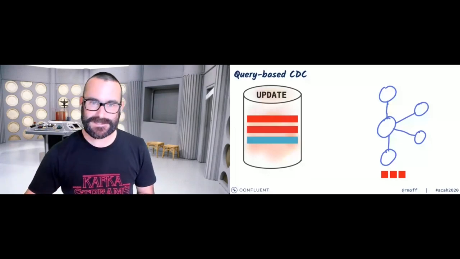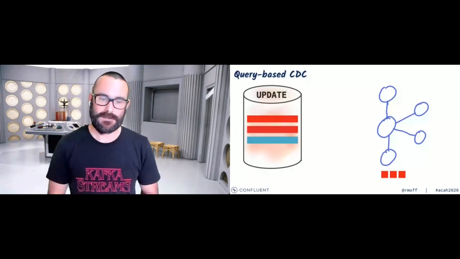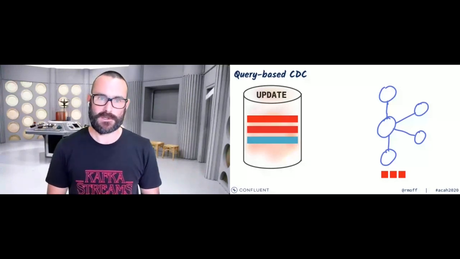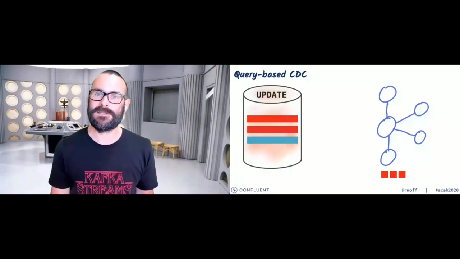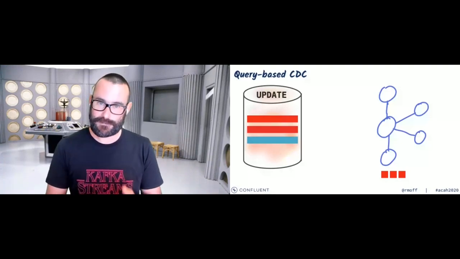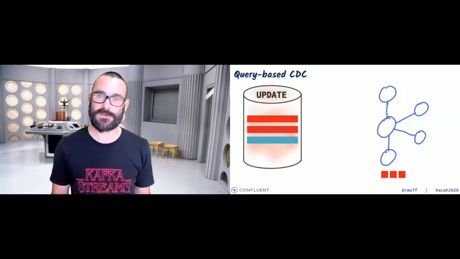A row gets deleted. We can't capture that because how can you go to a database and say, select all the rows that don't exist? Well, you can't. You'll get, well, no rows were found because they don't exist anymore. So here's the big difference. With query-based change data capture, you can't capture deletes.